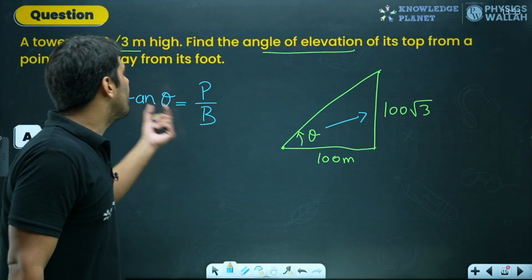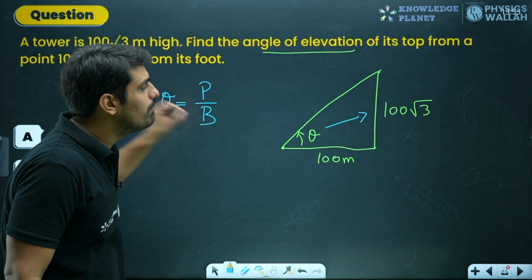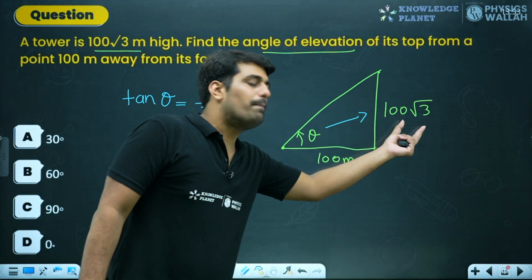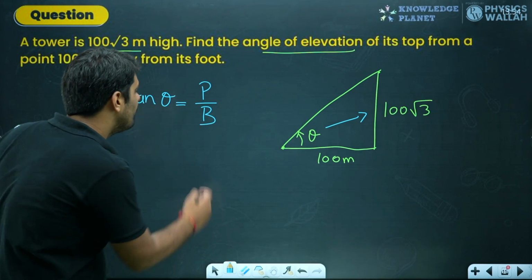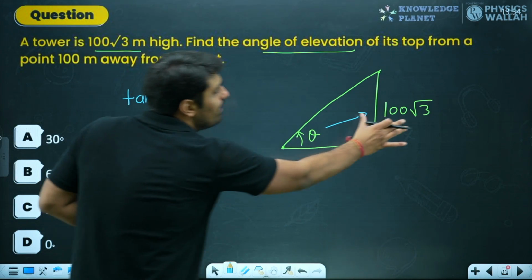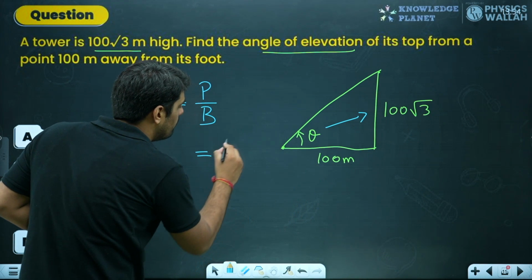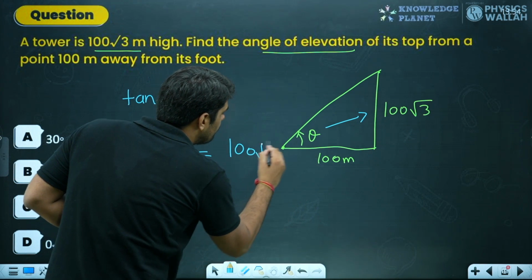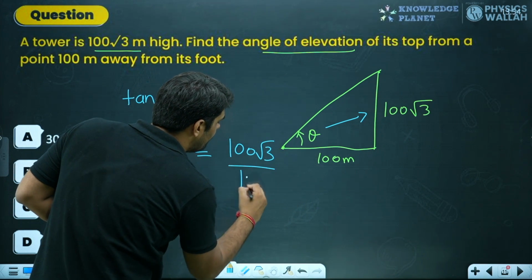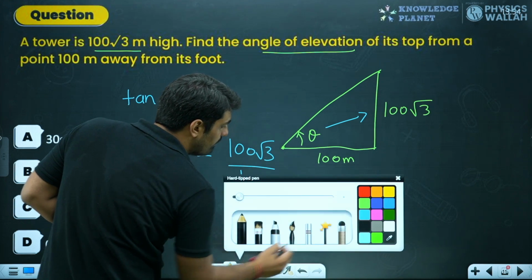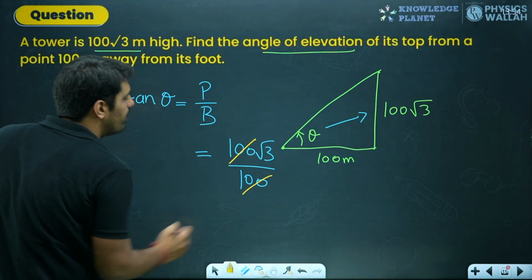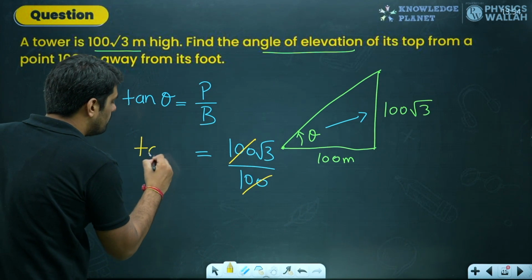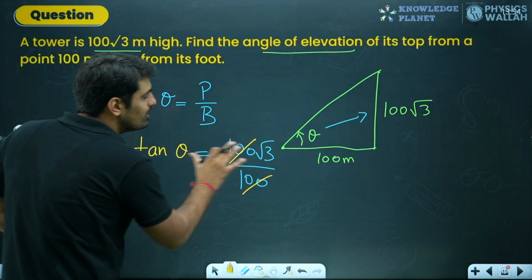So, in this relation, I know that tan theta is perpendicular by base. I have been given the value of perpendicular. I have been given the value of base. So let me put the value. Why waste any more time? 100 root 3 divided by 100. I will cancel out these 100 on both sides. 100 cancels out with 100. I am left with tan theta is equal to root 3.